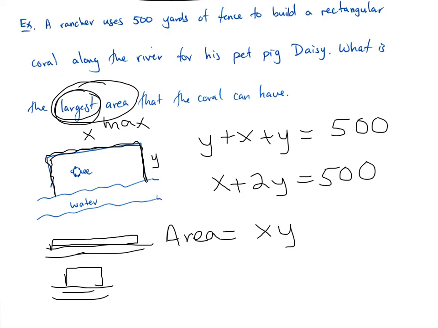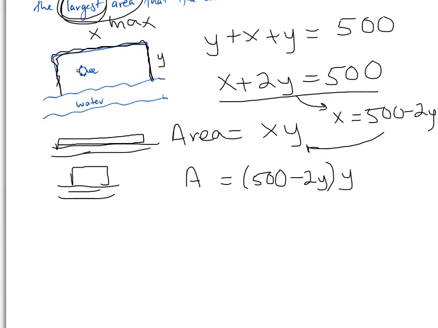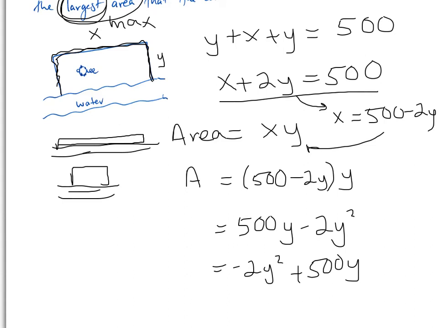Because this depends on x's and y's, we're going to use our relationship above to replace one of our variables. This is easiest to do by solving for x. So x is 500 minus 2y, which means that our area is the same thing as 500 minus 2y times y. Now area is just a function of y alone, and more specifically, notice what type of function it is. If we distribute the y to both terms, this is 500y minus 2y squared, or negative 2y squared plus 500y. That's a quadratic function, which means it'll have a vertex.